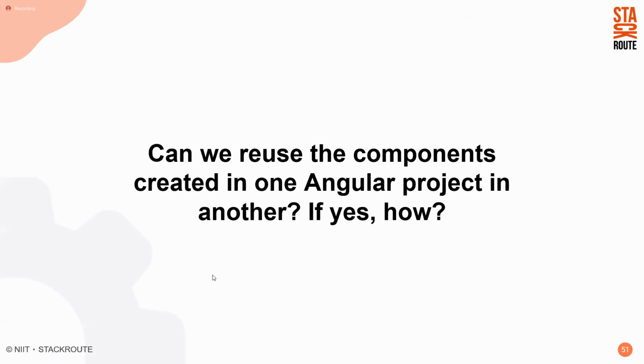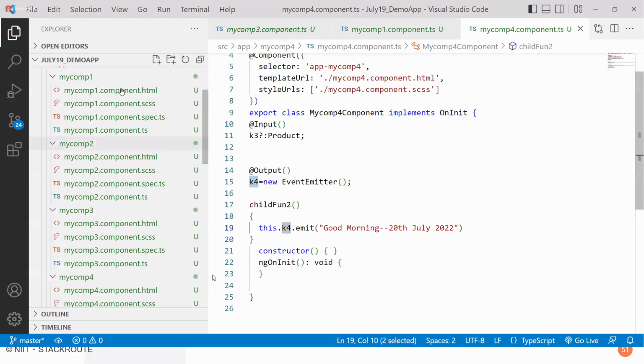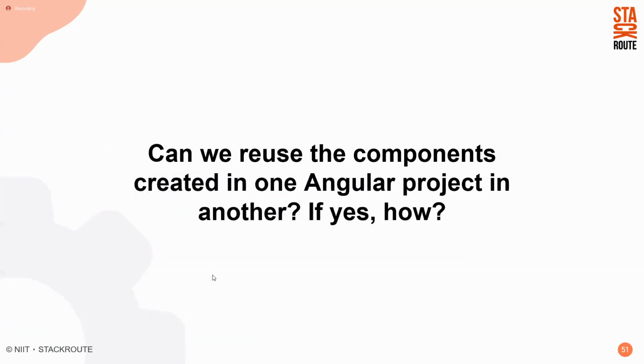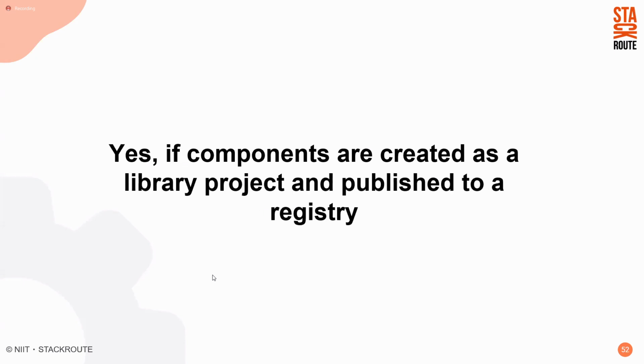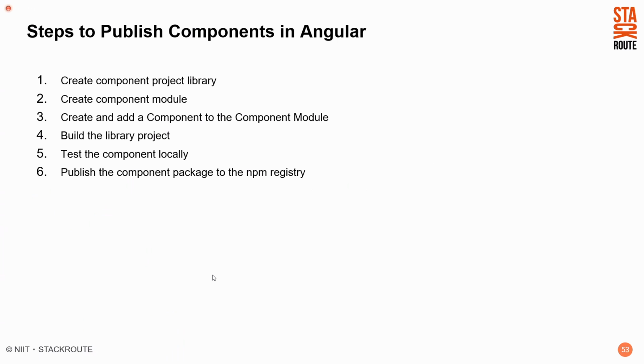Can we reuse a component created in one Angular project in another? For example, from yesterday until today I created 4 components: component 1, 2, 3, and 4. Can I reuse them in any other application? As of now, no. We didn't come across that concept, but that is possible. You have to make your component a library project and publish it in your registry. So the next topic is about publishing.